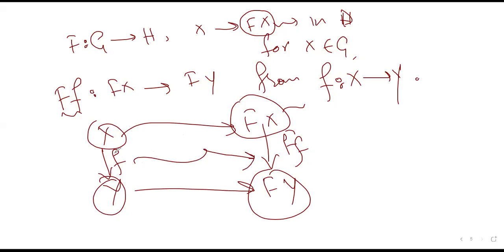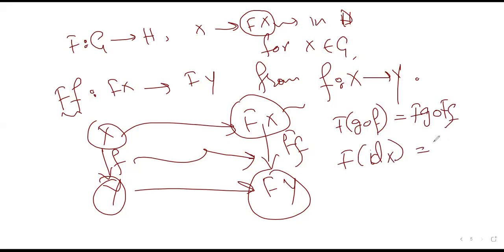So functors send morphisms to morphisms and objects to objects, meaning they preserve the structure. Okay, and the condition of the functoriality axioms means preserving composition, meaning F of g compose f should be equal to F of g compose F of f, and F of the identity on x should be equal to the identity on F of x. Okay, this is the functoriality axiom.